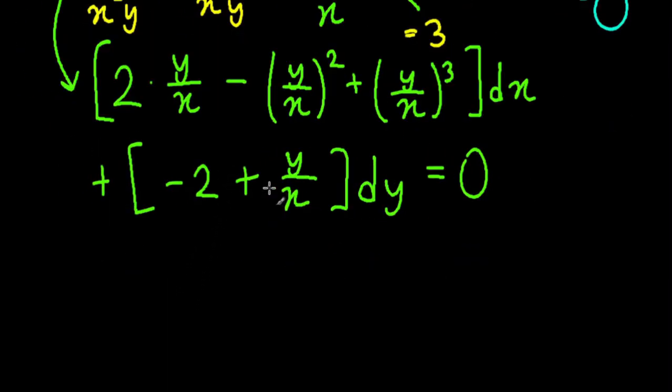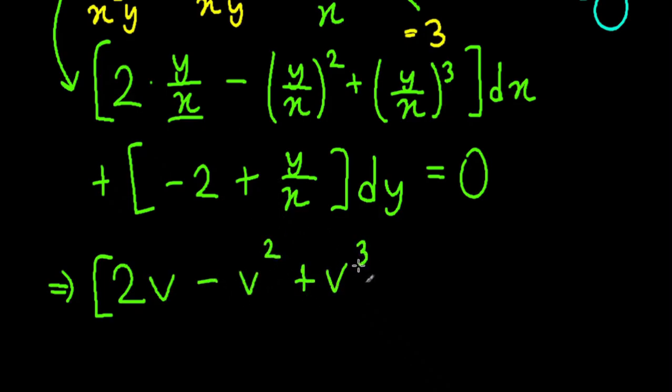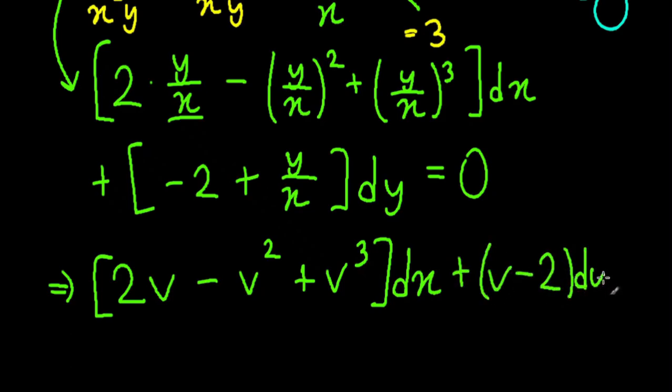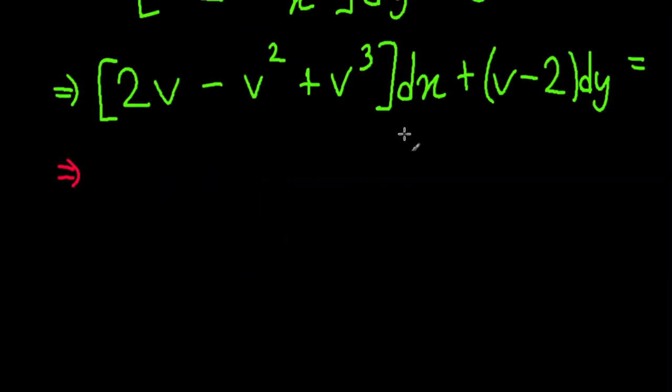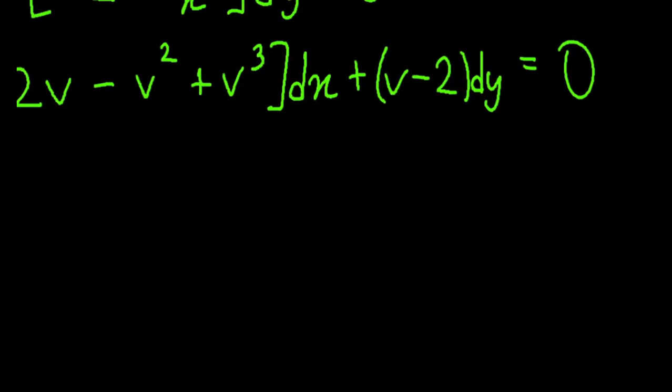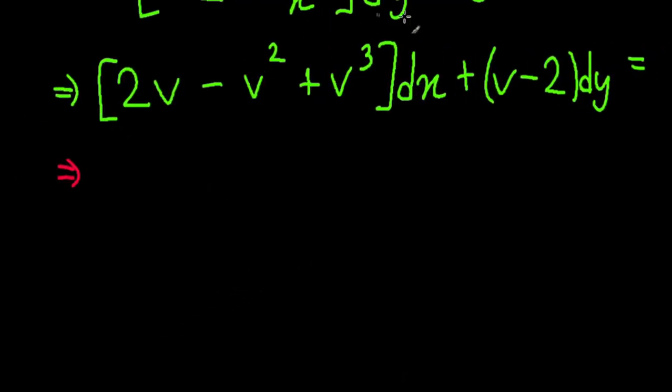It's going to be 2v. So y by x is basically v, so every time we see that, we replace it by v: 2v minus v squared plus v cubed, times dx. And then v minus 2 dy, and this is going to be equal to 0. We would actually need to isolate dy by dx.